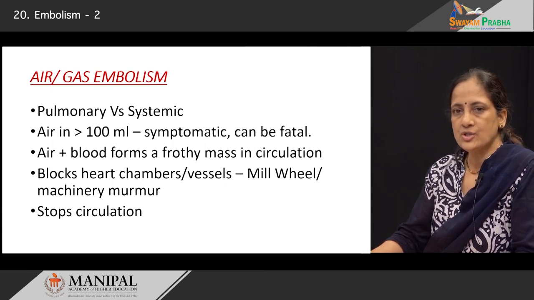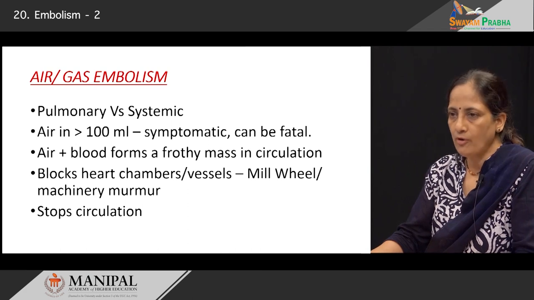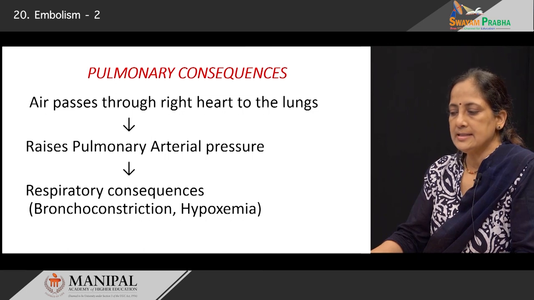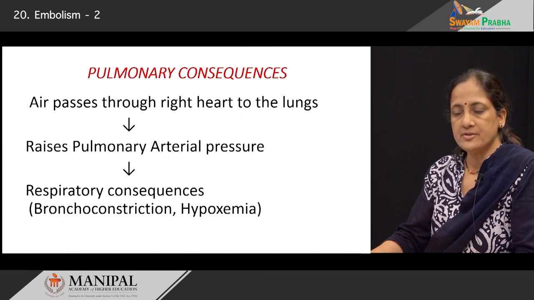This air is carried to the right side of the heart, where during the contraction of the heart, it becomes a frothy mass which does not move much with the circulation and causes blockage of the outflow of the right side of the heart. Characteristically, on clinical auscultation, we hear a mill wheel or machinery murmur when such an air embolus is present in the heart chambers or the pulmonary vessels. It basically stops the outflow of the right heart, stops circulation, and therefore prevents venous return to the heart, resulting in heart failure. This in turn causes an increase in the pulmonary arterial pressure and respiratory consequences such as bronchoconstriction and hypoxemia.